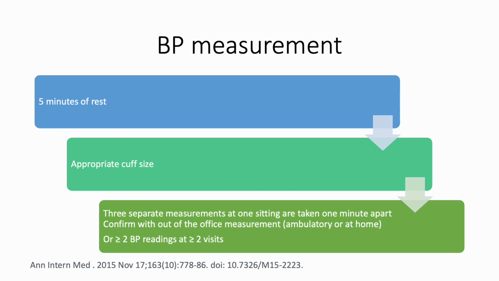Then we either take at least 2 blood pressure measurements in the office over 2 visits, or if we can, we do 3 separate measurements in the same setting, 1 minute apart, and then we confirm, if possible, with ambulatory measurement or at-home measurement. That would be even better. And this is what's happening now with the clinical trials. More on that in a future video when we talk about the SPRINT trial.